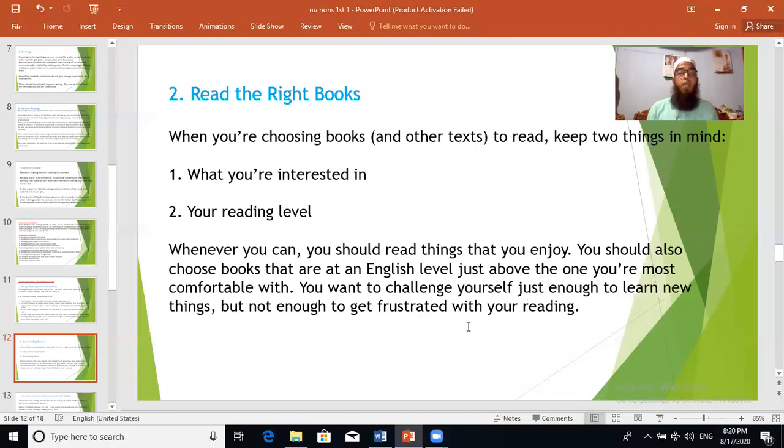What is the meaning here? The meaning is that you have to choose a book that you are interested in. If you don't find any interest in the book, you will not like to read it. Another thing you need to keep in mind is the level. The book should not be so easy for you that you know everything in it. If you read the book again and again, you cannot gather anything new from it. So choose a book just above your level, just one step more than your level, so that you can get some new words and new ideas from the book. You have to choose the book like this for your reading.